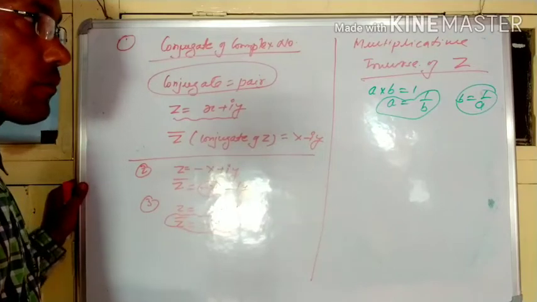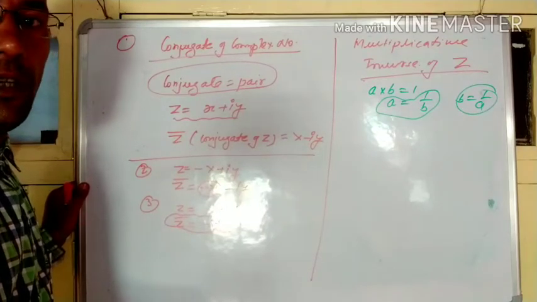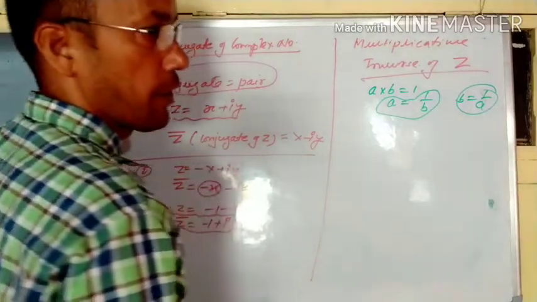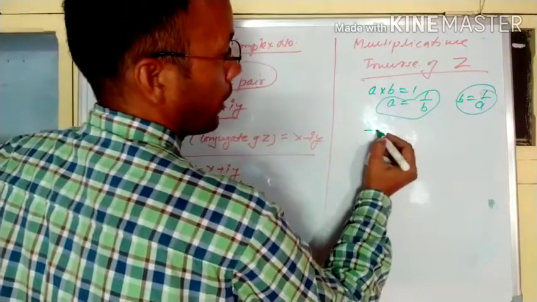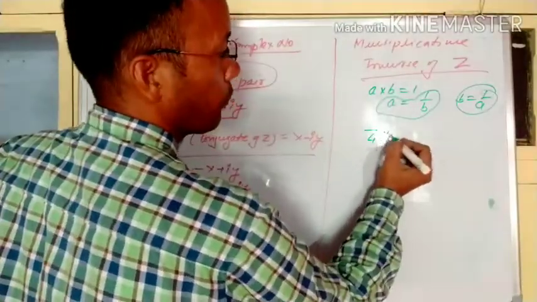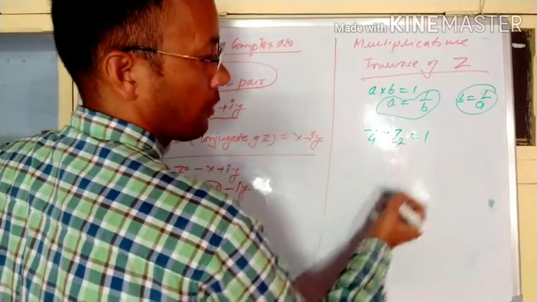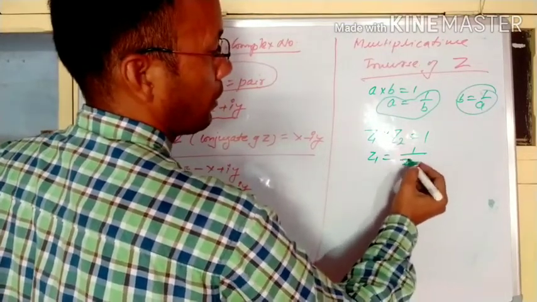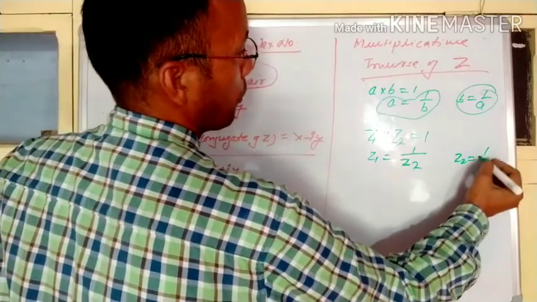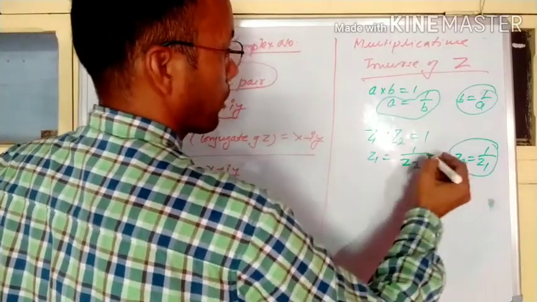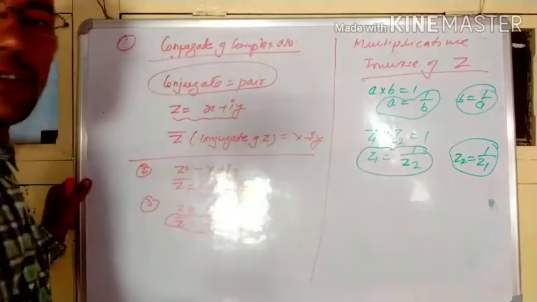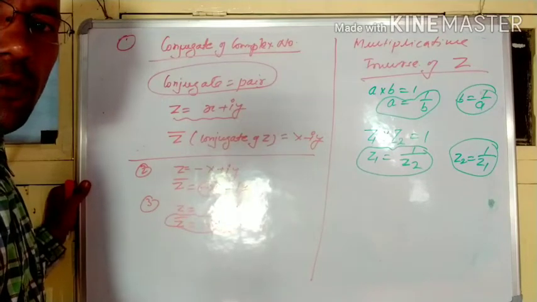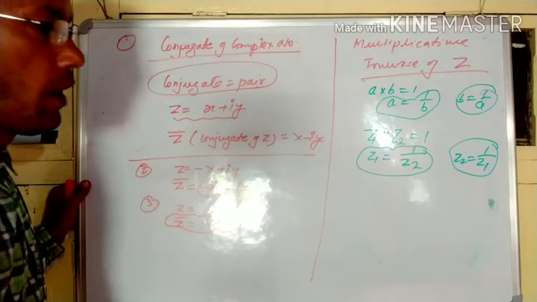This is the multiplicative inverse. In complex numbers it is the same thing. If we multiply one complex number by another complex number and get 1, they are called multiplicative inverses of each other. Like z1 is one complex number and z2 is another, and their product is 1. Then z1 is equal to 1 upon z2, and z2 is equal to 1 upon z1. Z1 is the multiplicative inverse of z2, and z2 is the multiplicative inverse of z1.